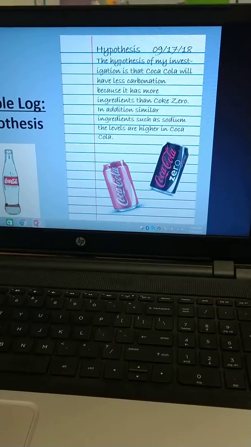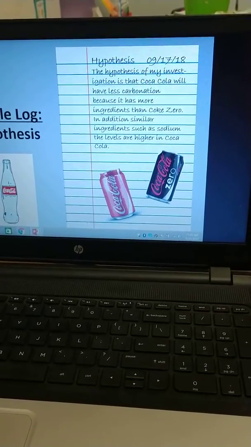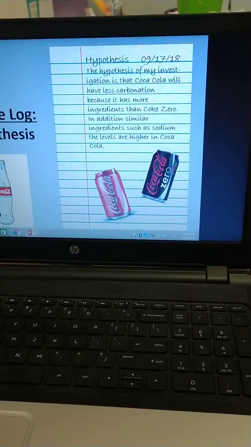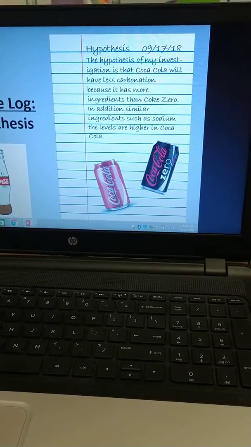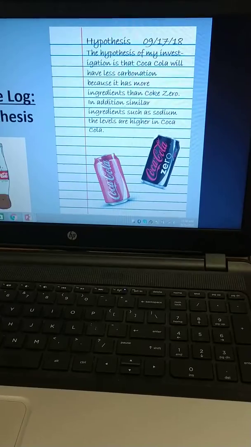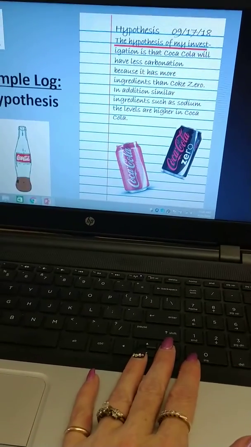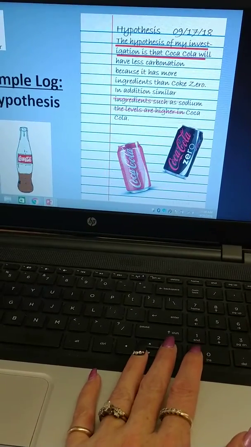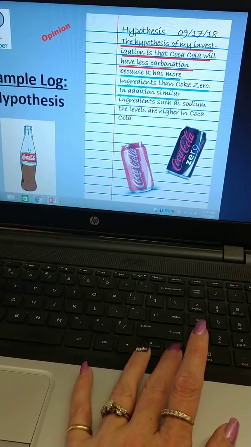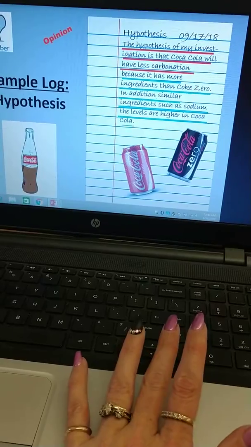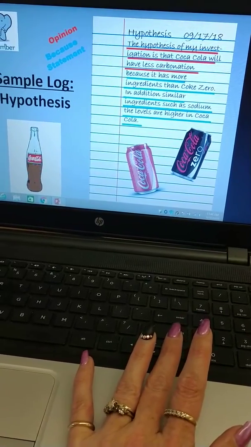The hypothesis of my investigation is that Coca-Cola will have less carbonation because it has more ingredients than Coke Zero. In addition, similar ingredients such as sodium, the levels are higher in Coca-Cola. And so we go over what is our opinion and then our support or our because statement. And that is the because statement.